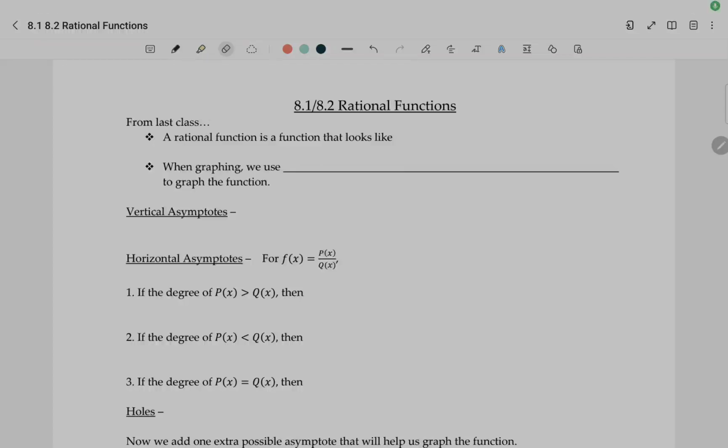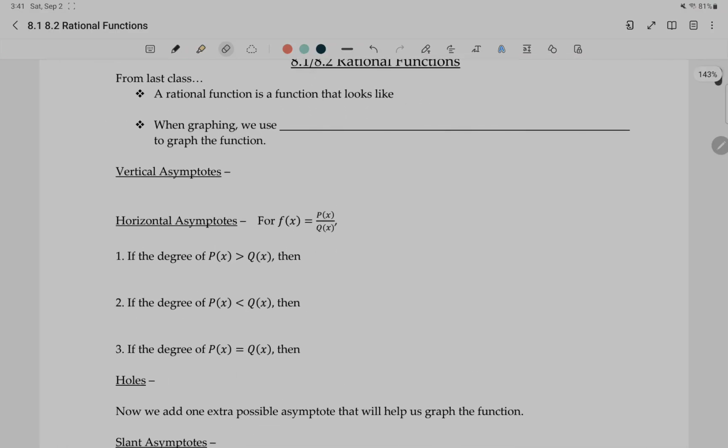Alright, today we're going to do a quick video on 8.1 and 8.2 rational functions notes. This is just if you want to get a quick head start for class on rational functions, which I think is the next unit you guys will be learning.